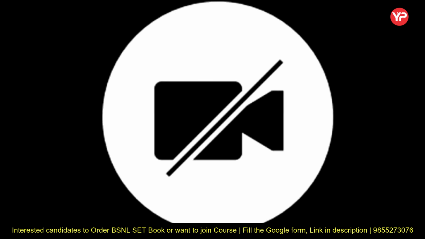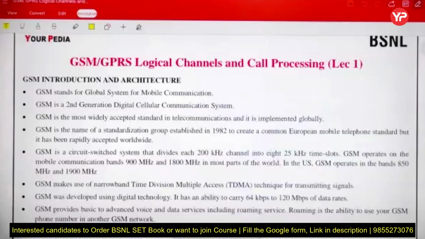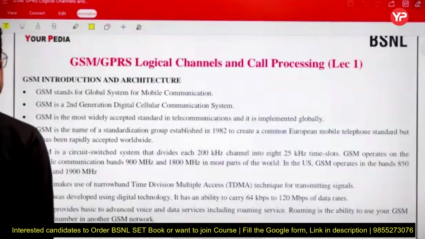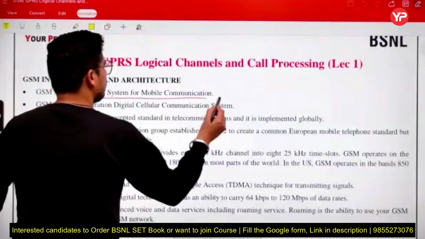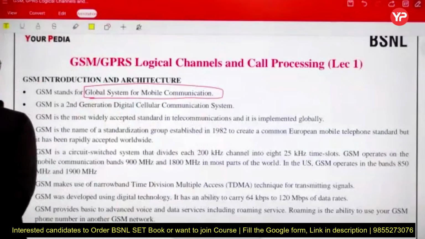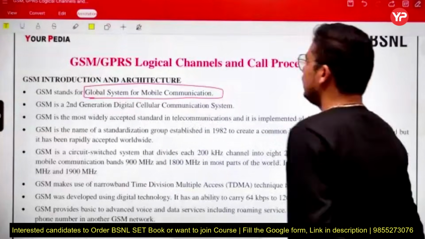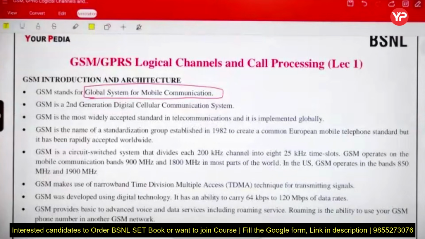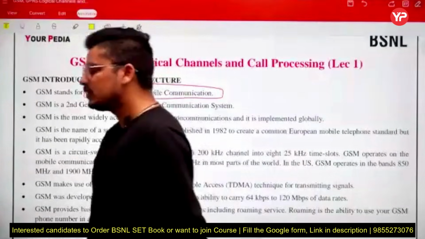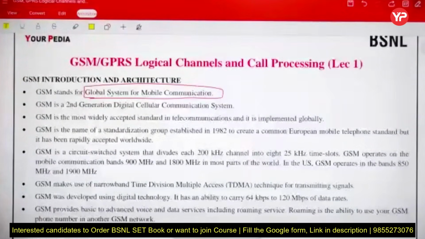Sir, global system for mobile communication. Global system for mobile communication, very good. So basically, when you are talking about 2G, that is completely based on GSM. GSM stands for Global System for Mobile Communication. Whenever we are talking about GSM, it is generally a second generation digital cellular system. It is second generation, right?